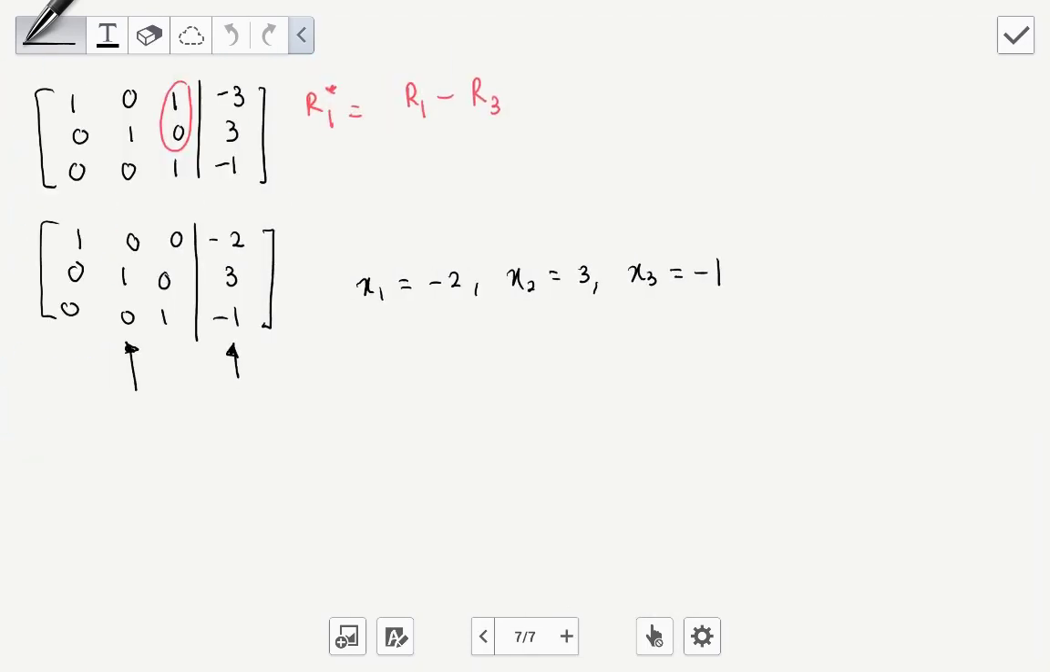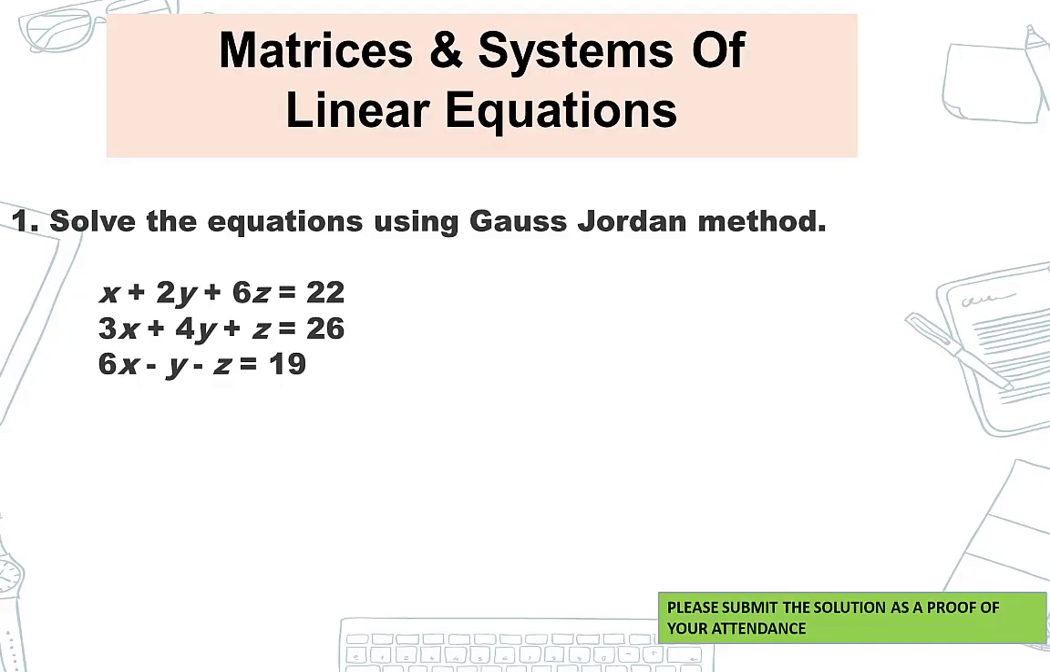Okay, students, so I hope you can understand and also achieve our learning outcome for today, which is using the Gauss Jordan elimination method to solve system of linear equations. I will be teaching you another example in my next video.